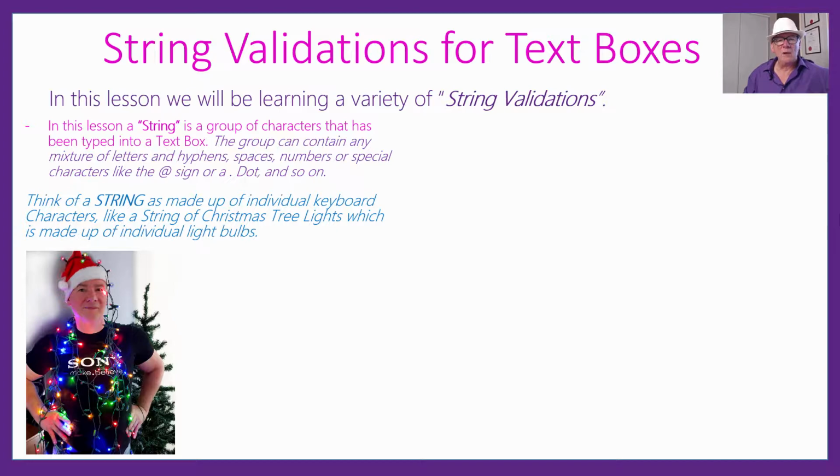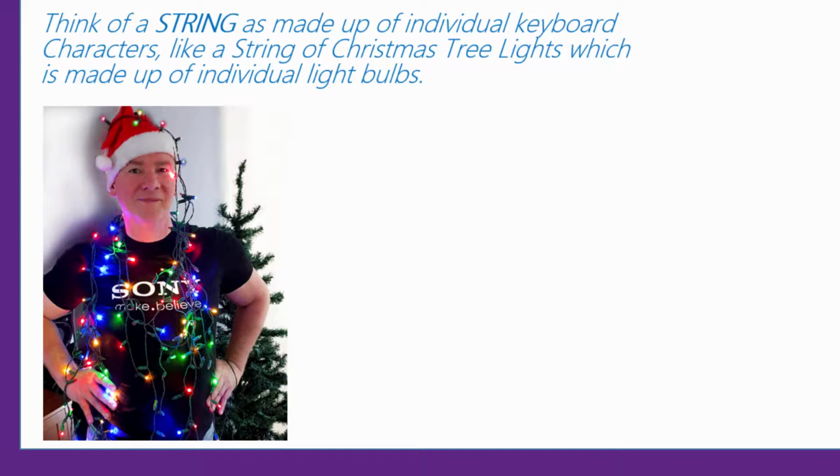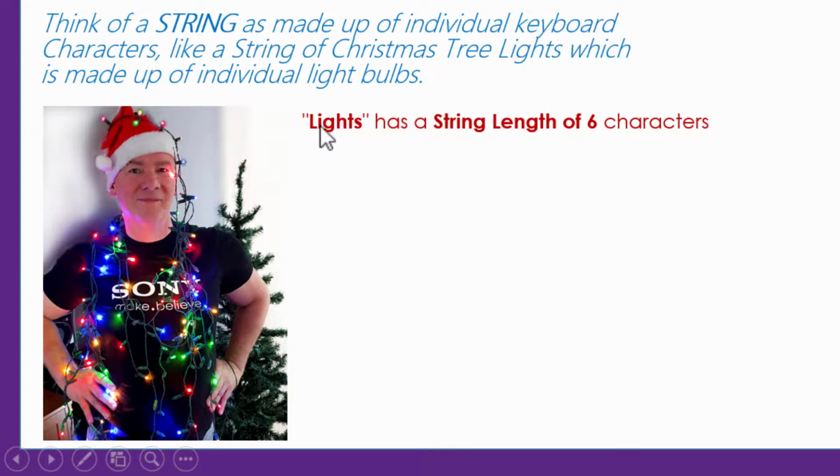Everyone kind of knows what a string of Christmas tree lights is. That's a photo we did for the Photos by Passy Christmas card a couple of years ago, I think. But anyway, we've got a string of lights there. You've got individual lights connected together to make a whole string of lights. So when we have words in sentences, all we've really got is individual letters connected up in a string, in a line, if you like, to make a word. So that's what a string is. When we're talking about Christmas, we've got something like lights, and that's a string. If you count up the letters, it's got 1, 2, 3, 4, 5, 6 letters. So that has a string length of 6 characters.